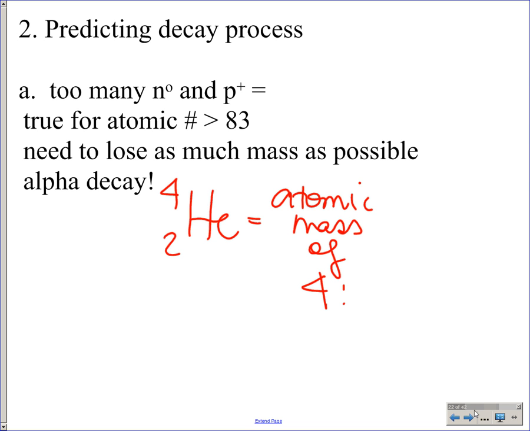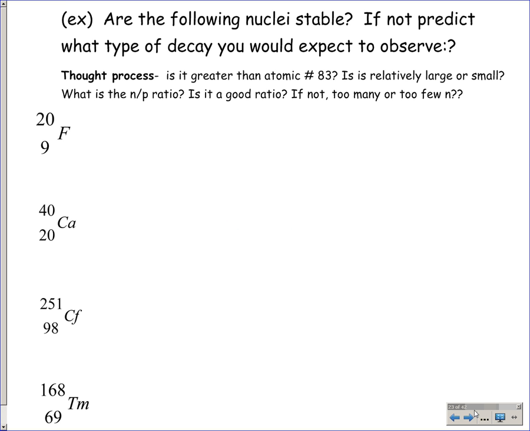Alright, so next slide we're actually going to be predicting, so this is on your notes. We need to figure out, first of all, if the nucleus given to you in the 4 examples here is stable, and then you need to figure out what type of decay it would undergo if it were unstable. So your thought process includes these couple of questions. First, you look at it and figure out, the easiest thing to see is if the atomic number is greater than 83.